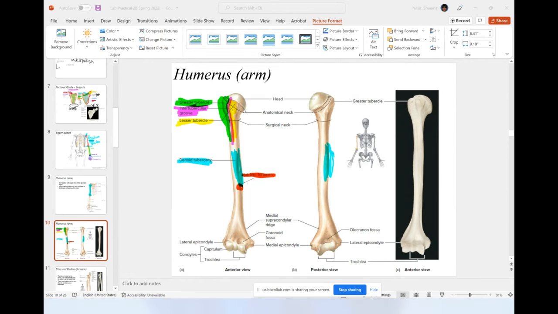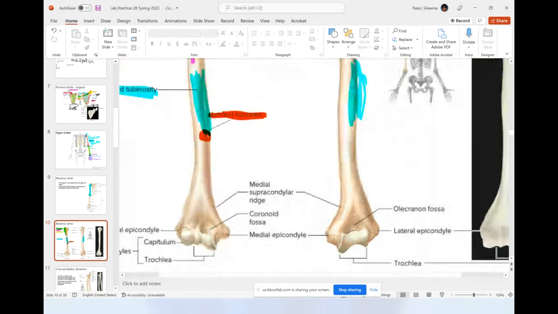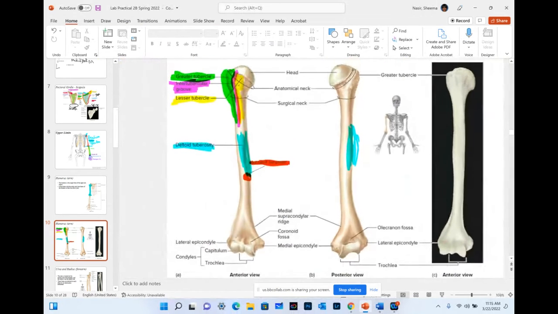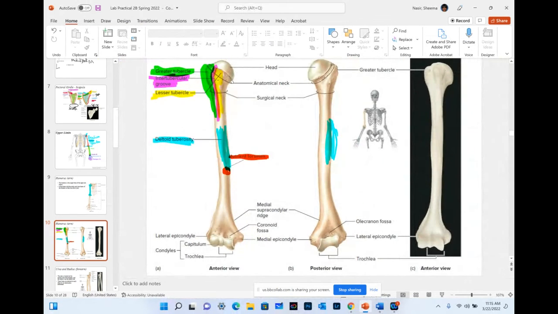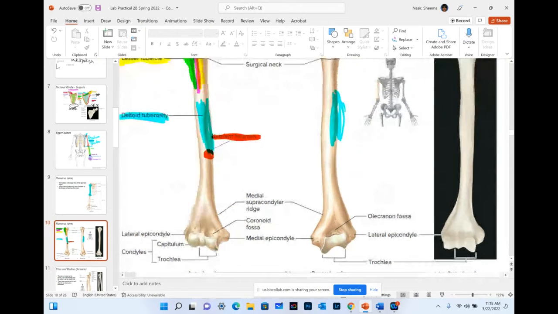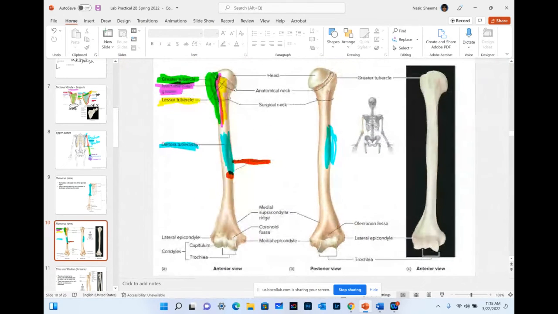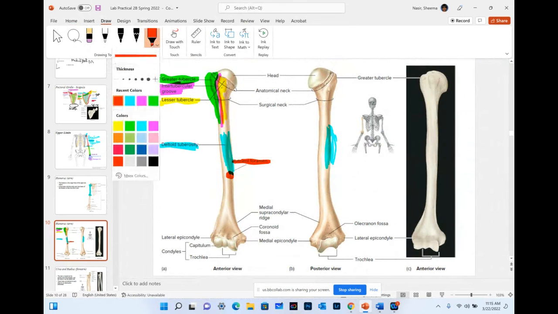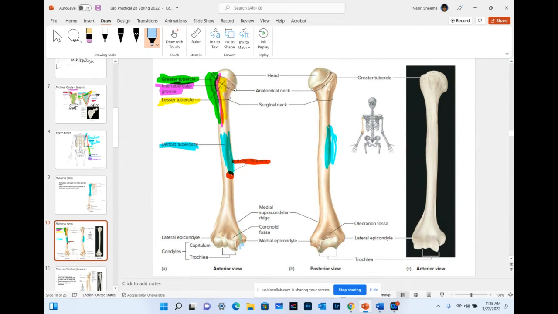Now, let's look at the lower end of the bone. So we just did the proximal end. Now we are going to do the distal end of the bone. At the distal end, notice this part which is sticking out compared to the other one.